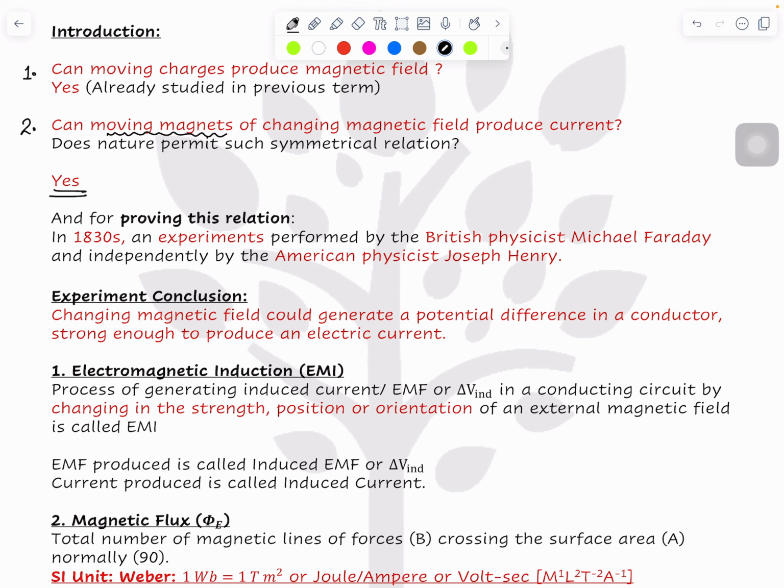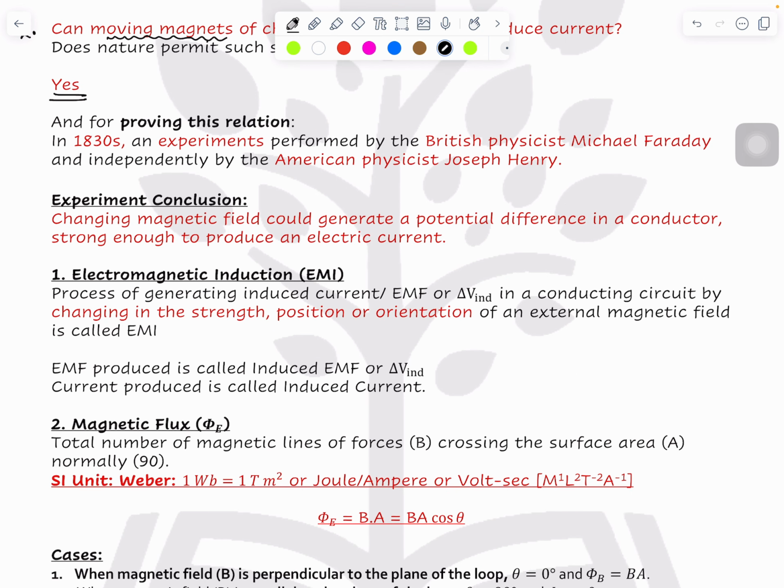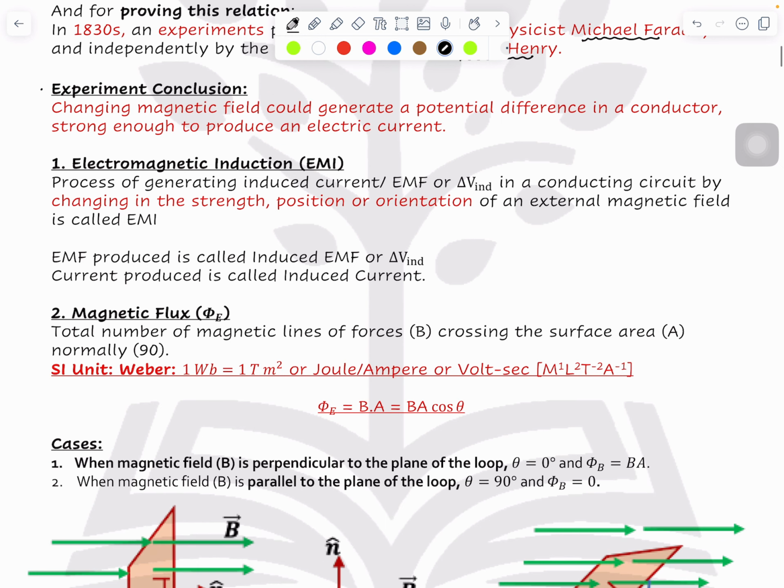The proof of this experiment was given by the British physicist Michael Faraday, and one more, the American physicist Joseph Henry. These two persons made some experiments and proved that if you change the magnetic field, that will produce some current, and that current is called induced current. Now what is the conclusion of the experiment?